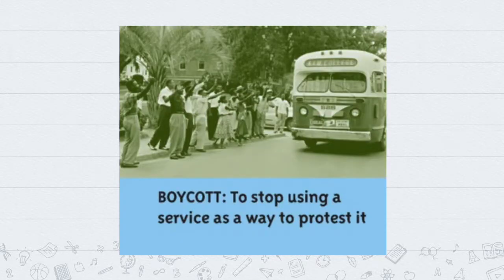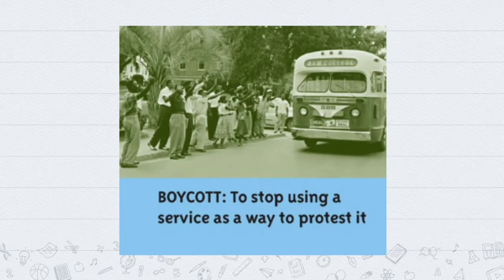So we just learned that an activist is someone that uses their voice and their power to make a difference, to try to change laws that are not fair, or to try to create new laws that would make sure that everybody's treated the same. There are several different ways that activists can do that. And one way is organizing boycotts. To boycott means to stop using a service as a way to protest against it.